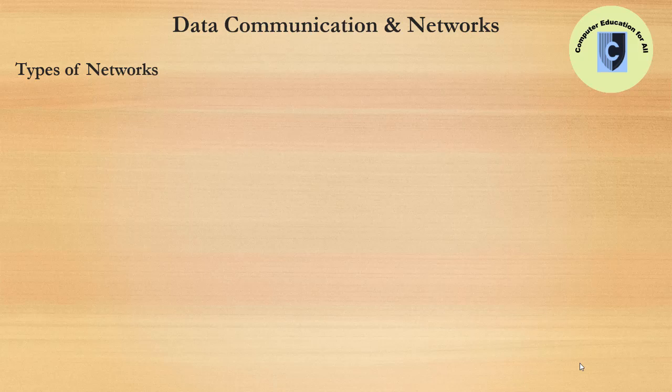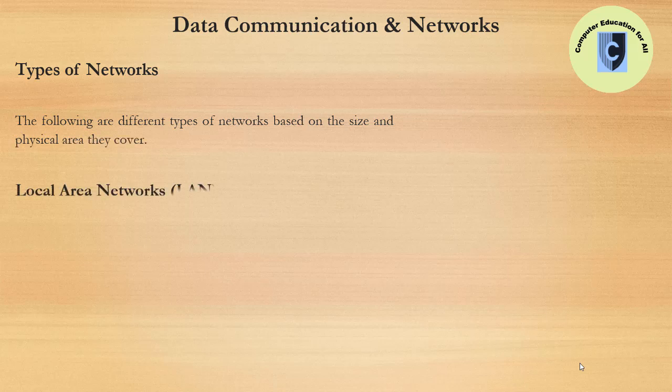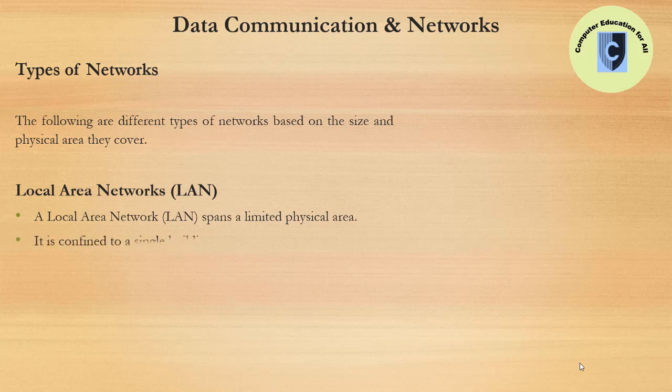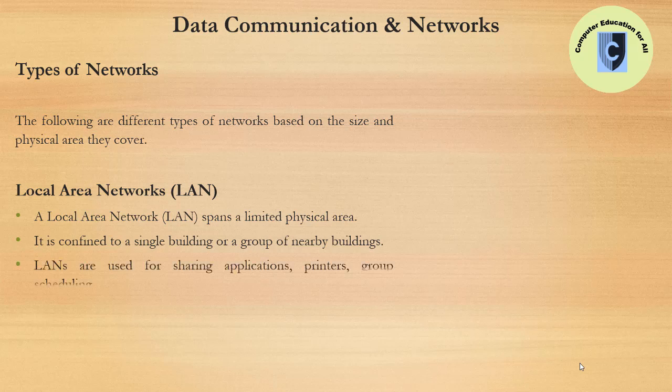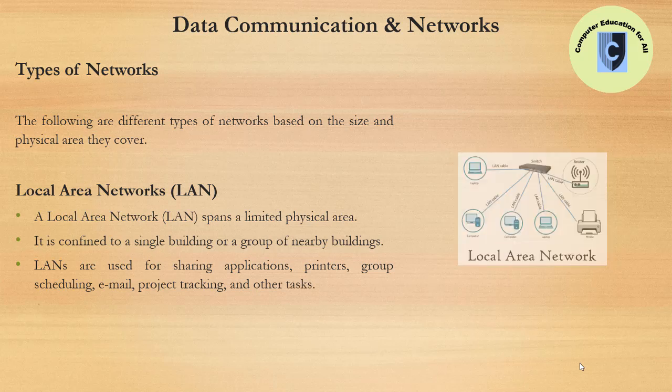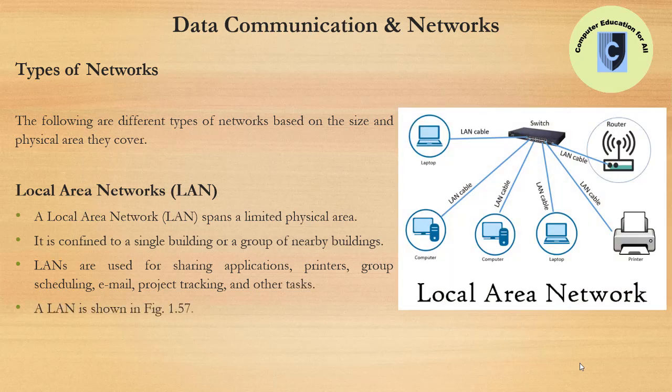Types of networks. The following are different types of networks based on the size and physical area they cover. Local area networks. A local area network, LAN, spans a limited physical area. It is confined to a single building or a group of nearby buildings. LANs are used for sharing applications, printers, group scheduling, email, project tracking, and other tasks. A LAN is shown in Fig.